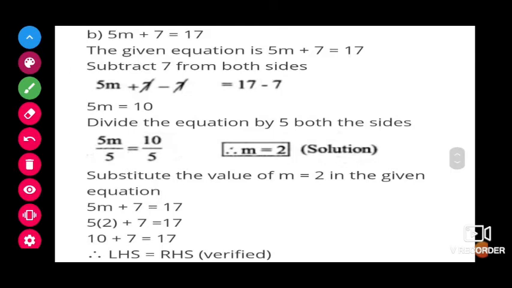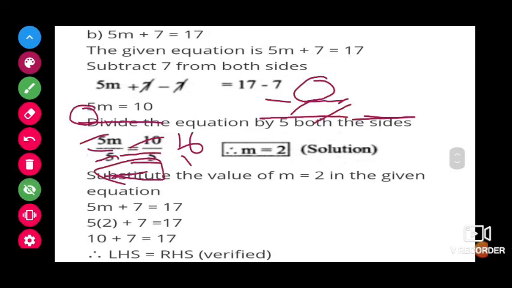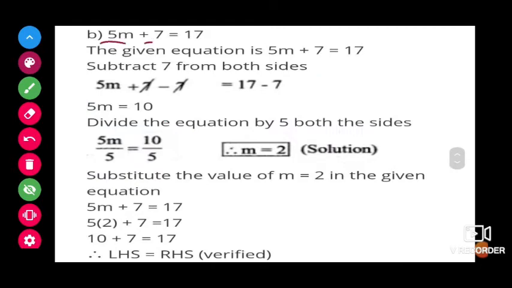Next one. 5m plus 7 is equal to 17. Now here if you see, 5m is an m term and 7 is the constant term. So first start from the 7. Here the constant 7 we want to remove, that is plus 7. If I want to remove plus 7, what do I have to do? Minus 7. Always, children, if the constant is there in addition, then we have to subtract the same number. If it is there in subtraction, then we have to do addition. If it is there in multiplication, then we have to divide with the same number. If it is in division, then we have to multiply with the same number.